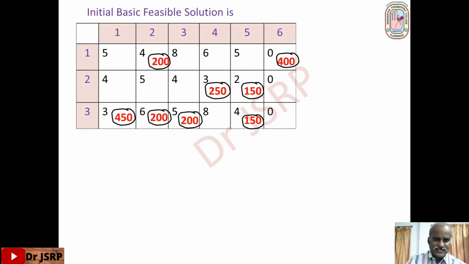So take the fresh table, remove the last column and last row. Just take the basic cells. So this is initial basic feasible solution by Vogel's approximation method. Observe the number of basic cells here. How many basic cells we have?